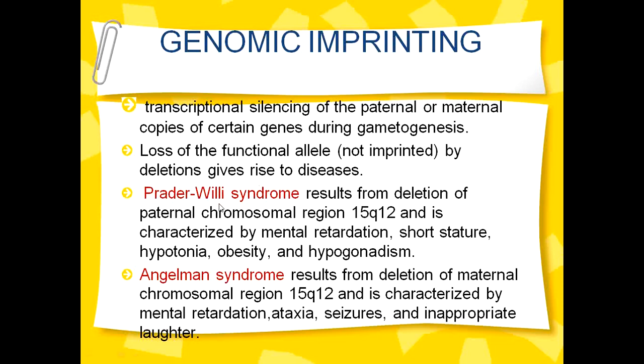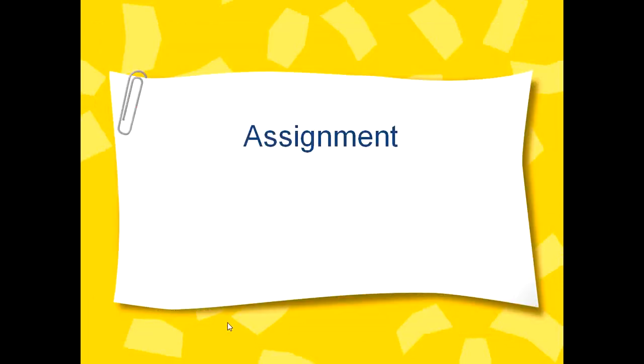Prader-Willi syndrome is the result of deletion of paternal chromosome 15 and is characterized by mental retardation, short stature, hypotonia, and obesity. While deletion of chromosome 15 long arm region 12 causes Angelman syndrome and is characterized by mental retardation, ataxia, seizures, and inappropriate laughter.